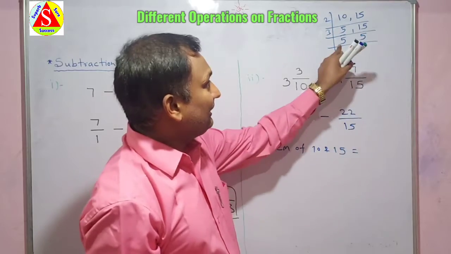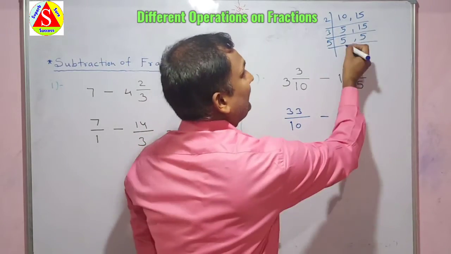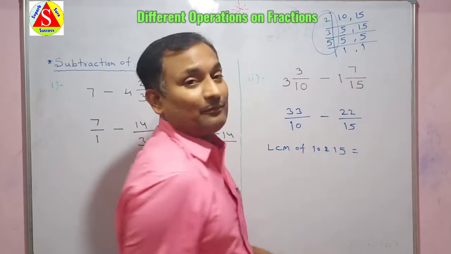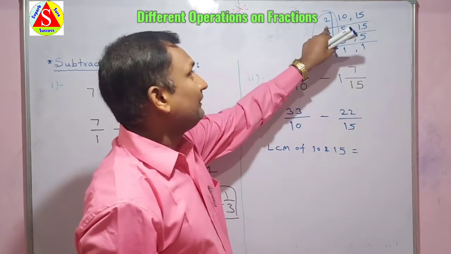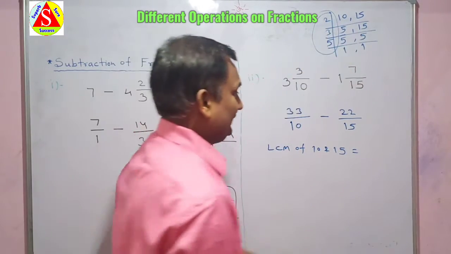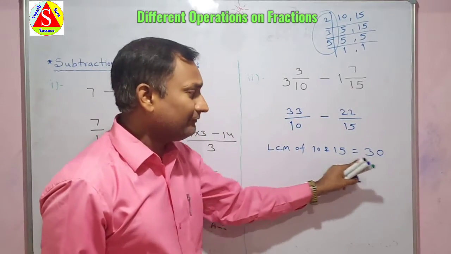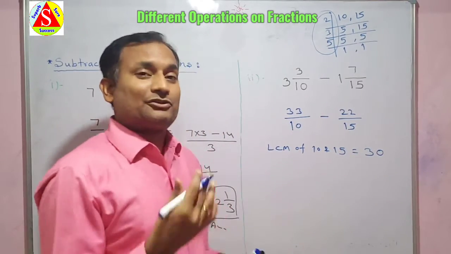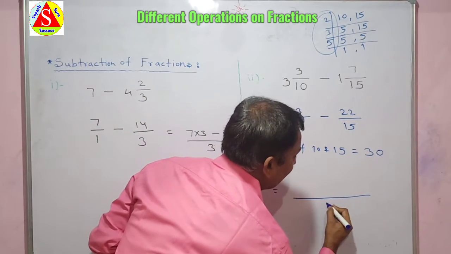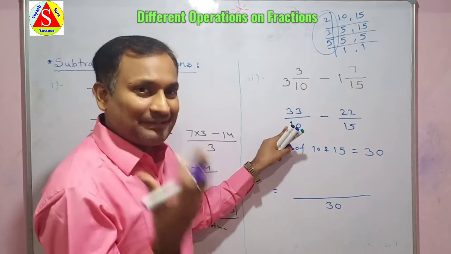So here we have 5 and 5, so we can divide by 5. 5 1s are 5, 5 1s are 5. So the LCM of 10 and 15 is 2 3s are 6 into 5, that is 30. So we have 30. The LCM of 10 and 15 is 30. So when we simplify it, in the denominator we will write 30. Okay, now let's simplify it.